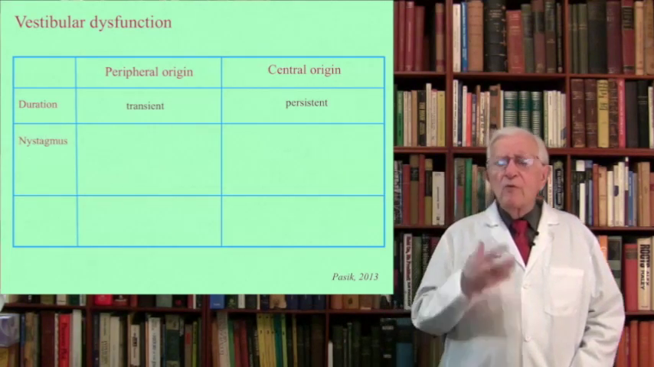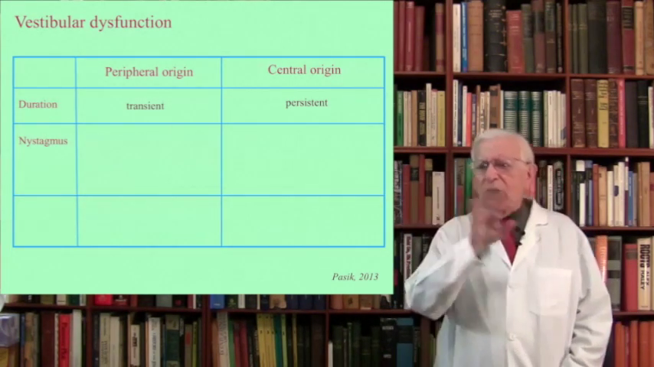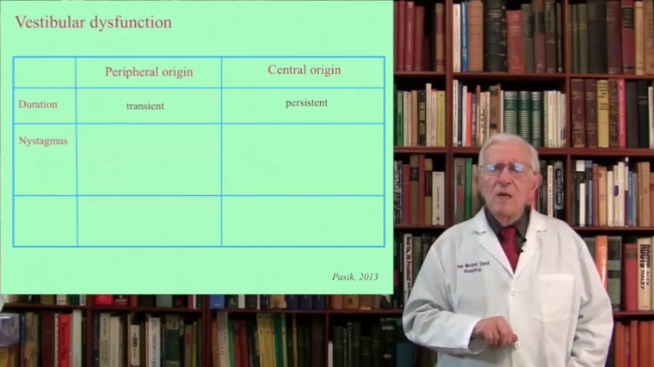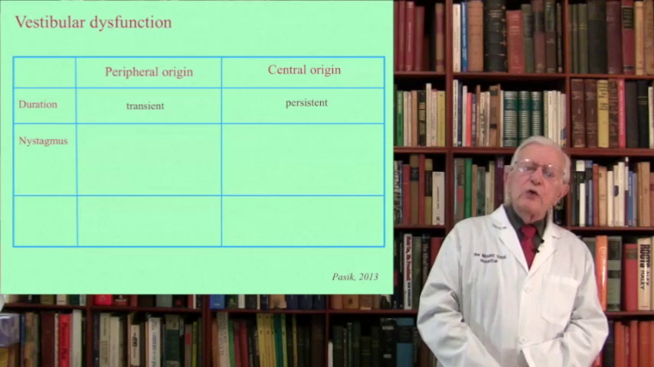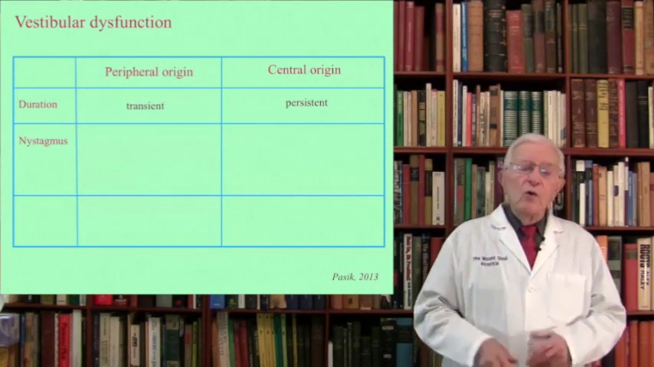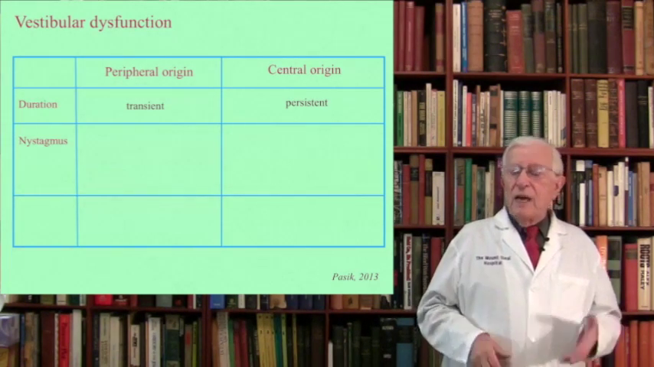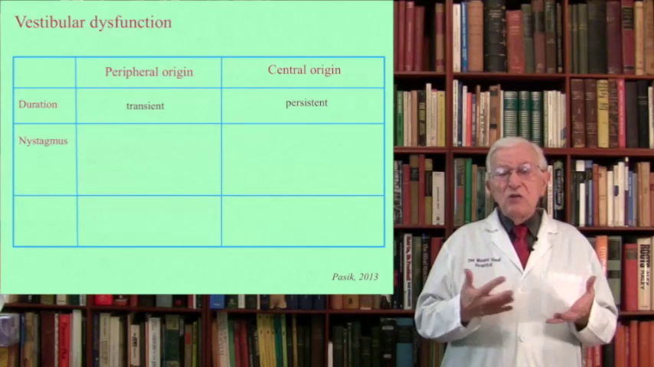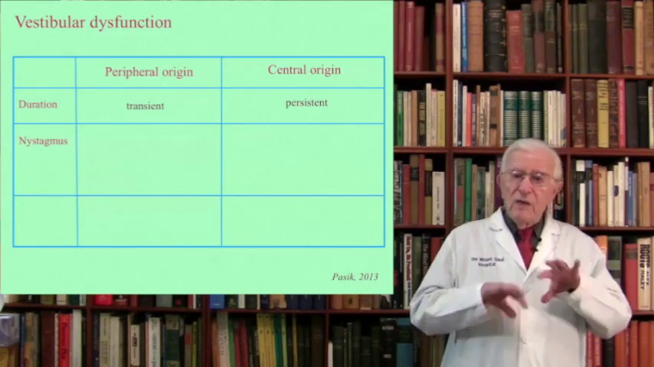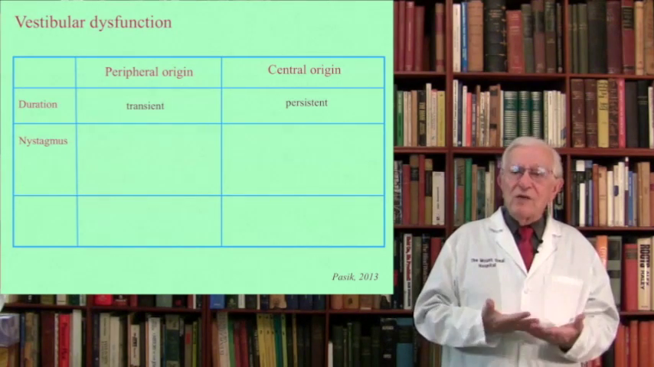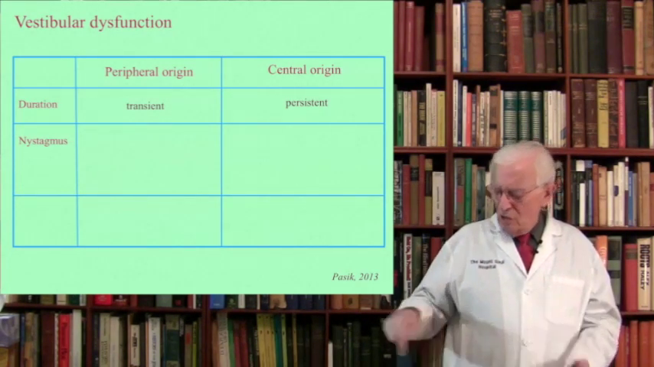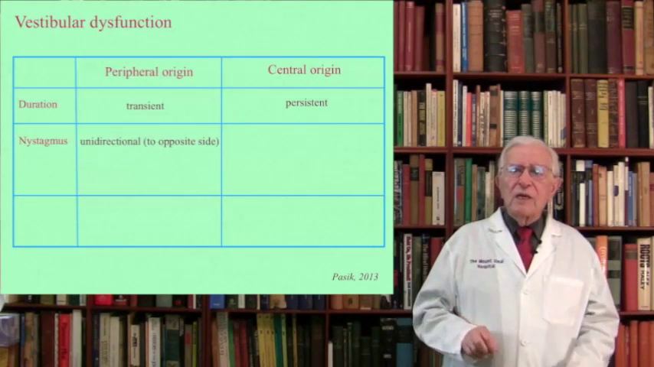Now comes the problem of the nystagmus itself, the jumping eye movements. When it's of peripheral origin, the nystagmus is usually unidirectional. It's either all the time to the right or to the left, and can have a mixed nature in terms of horizontal versus rotatory also, but it's always in the same direction. It doesn't change. So that's an important characteristic.